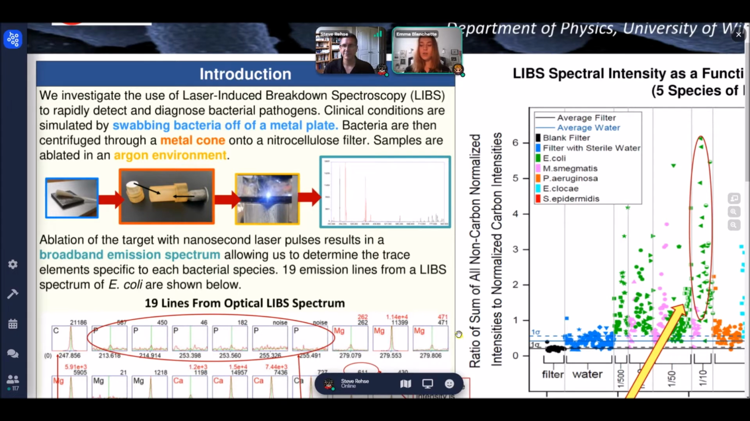We swab bacteria off a metal plate to simulate swabbing off of some infected surface. We then centrifuge all that bacteria and water onto a nitrocellulose filter, and we concentrate it onto that filter. And then we ablate that target in an argon environment. The result that we get is shown in the teal box. It is a LIBS spectrum. This is a typical bacterial spectrum that we see. And this overall process was created to mimic a clinical setting.